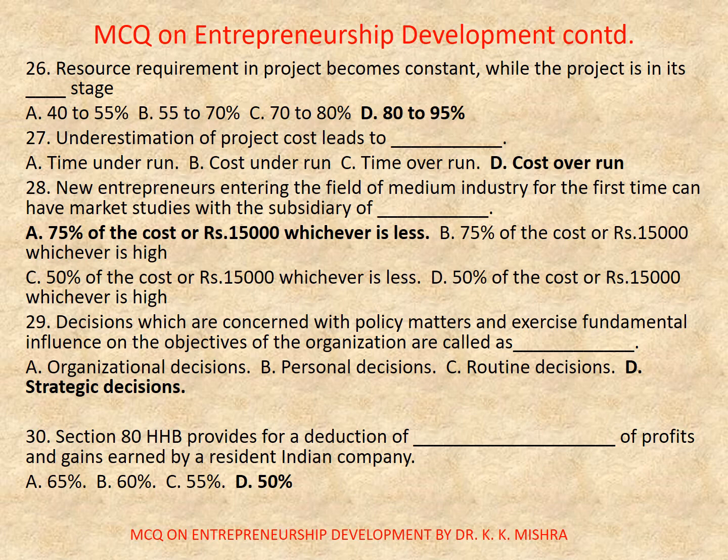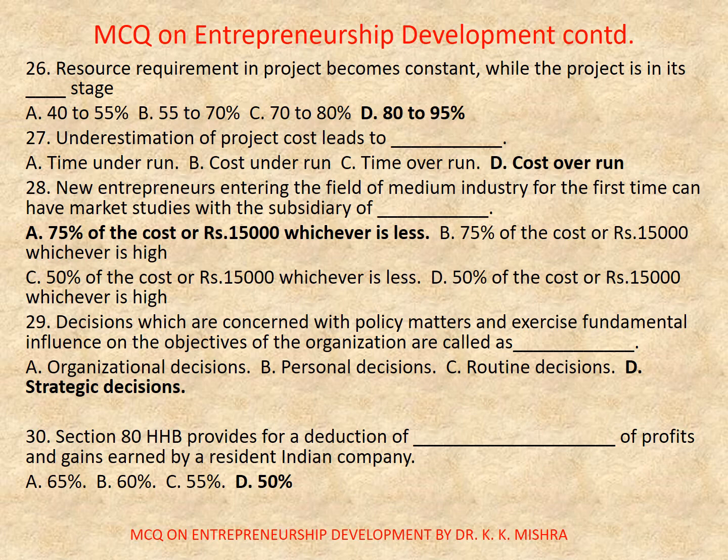28. New entrepreneurs entering the field of medium industry for the first time can have market studies with subsidy of A, 75% of the cost or ₹15,000 whichever is less, B, 75% of the cost or ₹15,000 whichever is high, C, 50% of the cost or ₹15,000 whichever is less, and D, 50% of the cost or ₹15,000 whichever is high. Correct option is A, 75% of the cost or 15,000 whichever is less.